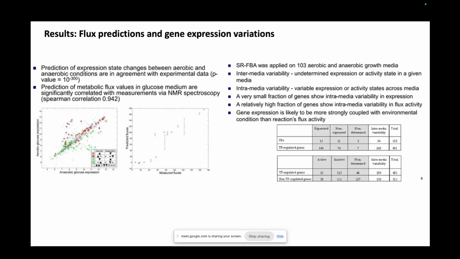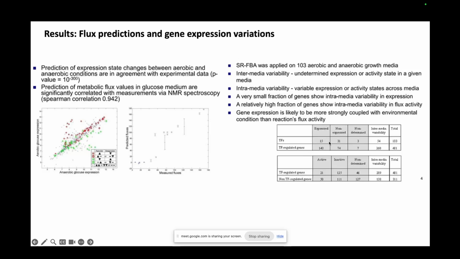So we have a very small fraction of genes which show intramedia variability in expression, which is basically variable expression or activity across different media. So gene expression is generally consistent across that, but a relatively high fraction of genes will show intramedia variability in flux activity. So in terms of expression, it won't change much if you change the media, but in terms of the flux, it changes a lot. So gene expression is likely to be more strongly coupled with environmental conditions than reaction flux activity. This is what they actually found. So these are the results for that.